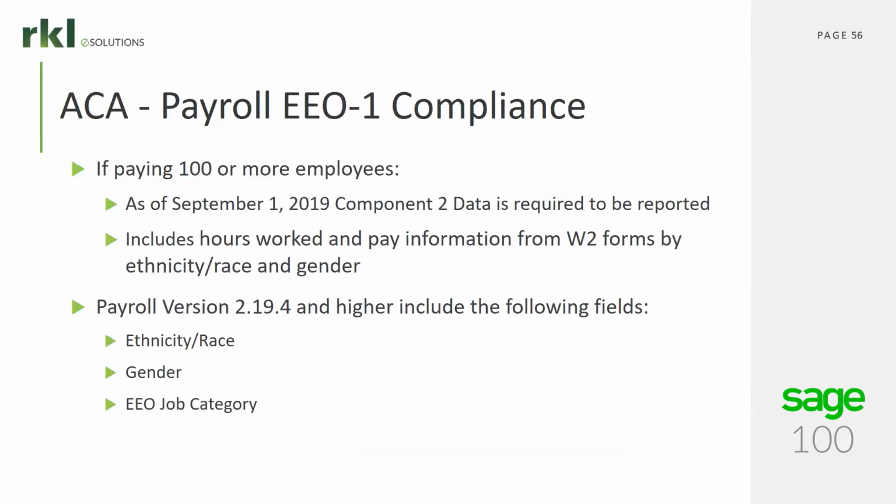For the payroll EEO-1 compliance, if you are paying 100 or more employees, Component 2 data is required. This includes the hours worked and pay information from the W-2 forms by ethnicity/race and gender. In order to comply with this, payroll versions 2.19.4 and higher include in employee maintenance the fields ethnicity/race, gender, and EEO job category.